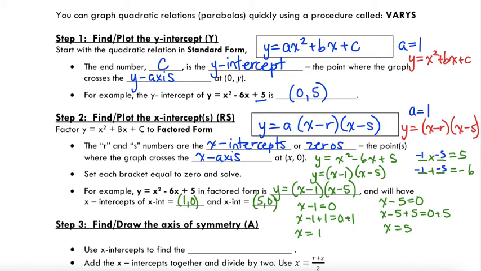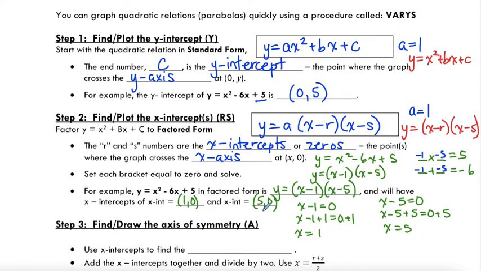So we found our r and our s. So that's r and s because this is how we write it in the generic form. And you'll notice that this is the generic form of factored form. And so we use the r and the s. You'll see that again next year. So that's the r and the s, the zeros.